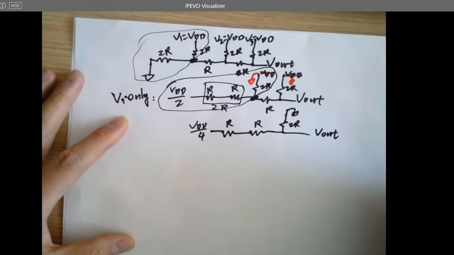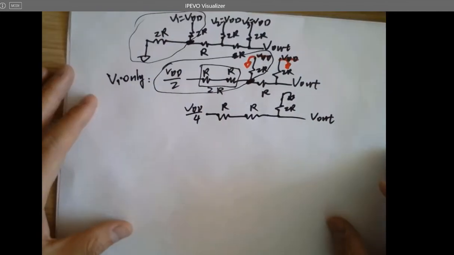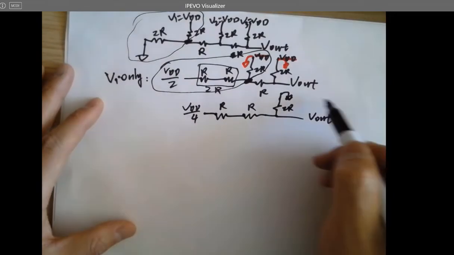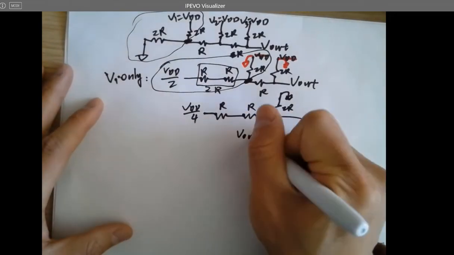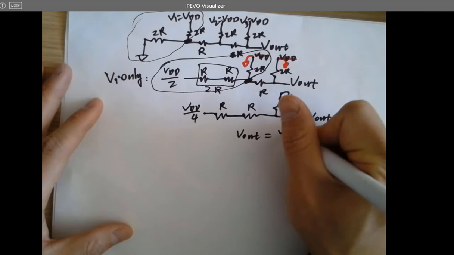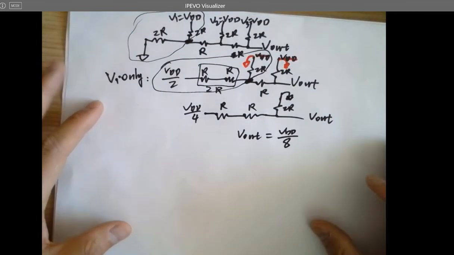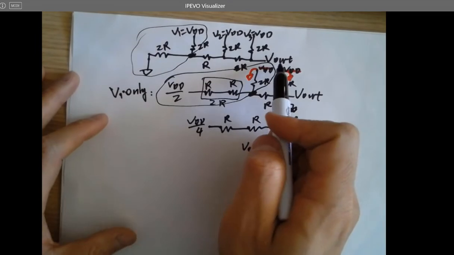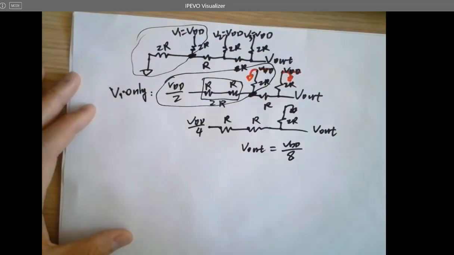Is that clear? And then do it again. This is a very simple voltage divider. So VL, you can directly get it, which is VDD over 8. So here comes back to the question. What is this VDD contributing to this VL in terms of LSB?